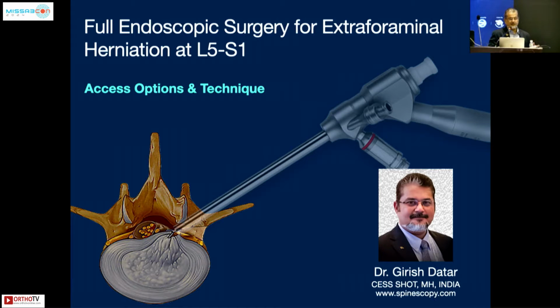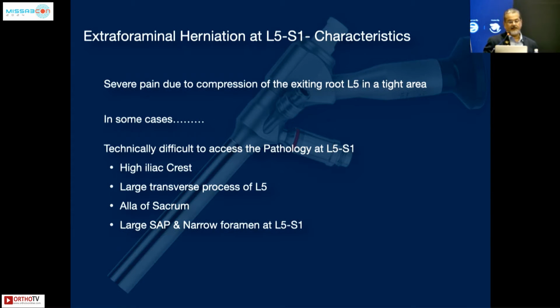A couple of approaches have been explained. One is a para-PSLD or a paraspinal approach, where you can directly land on the herniation, and a transforaminal approach, which is classically done. But we need to remember that herniations, I'm talking about L5-S1 here, is an extremely tight area because of technical difficulties of high iliac crest, large transverse process of L5, ala of sacrum, narrow foramen, and the large superior articular process.